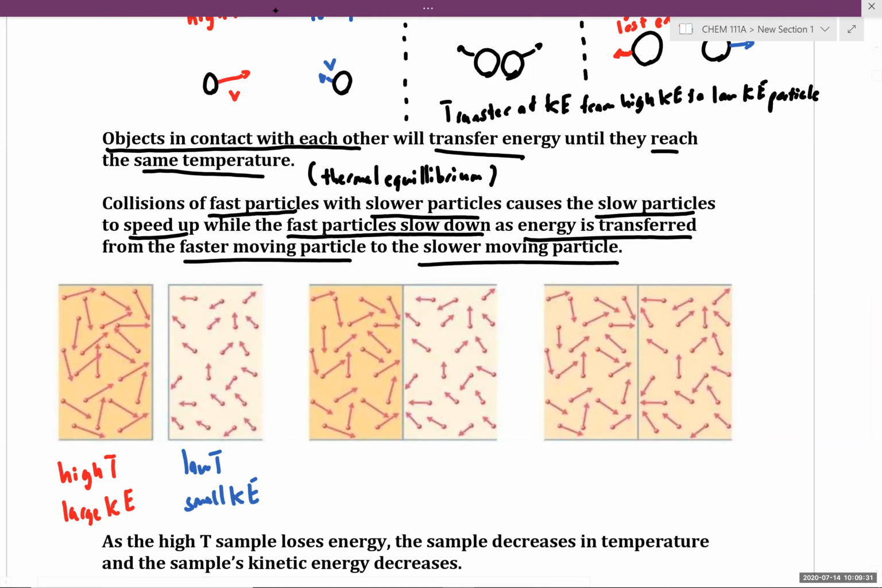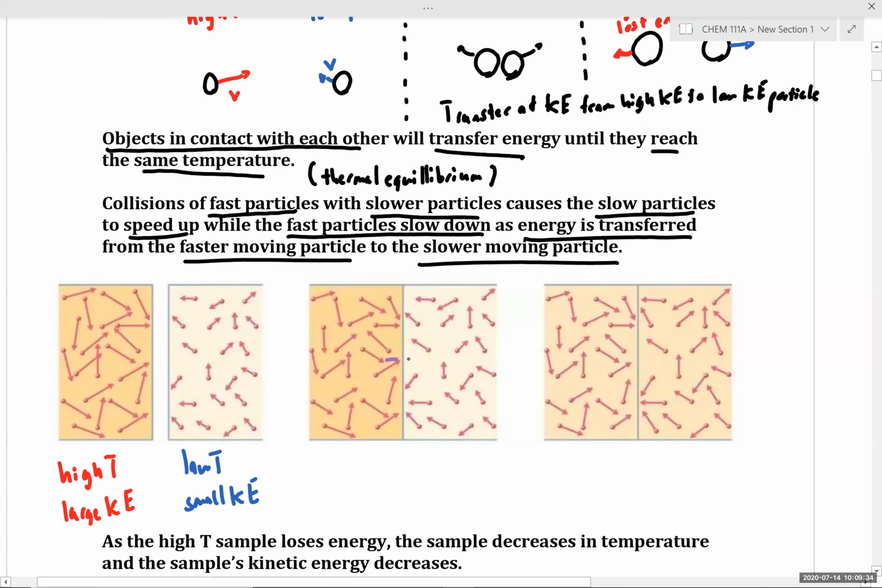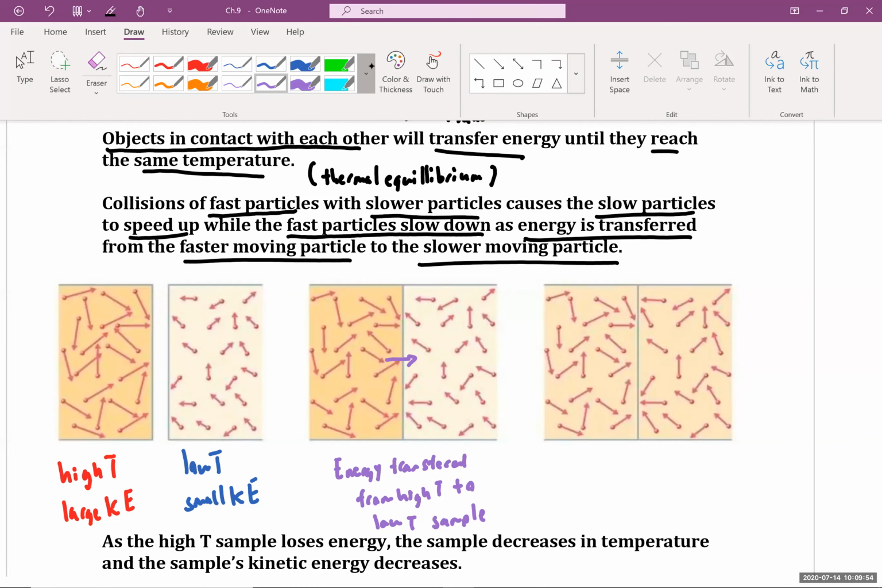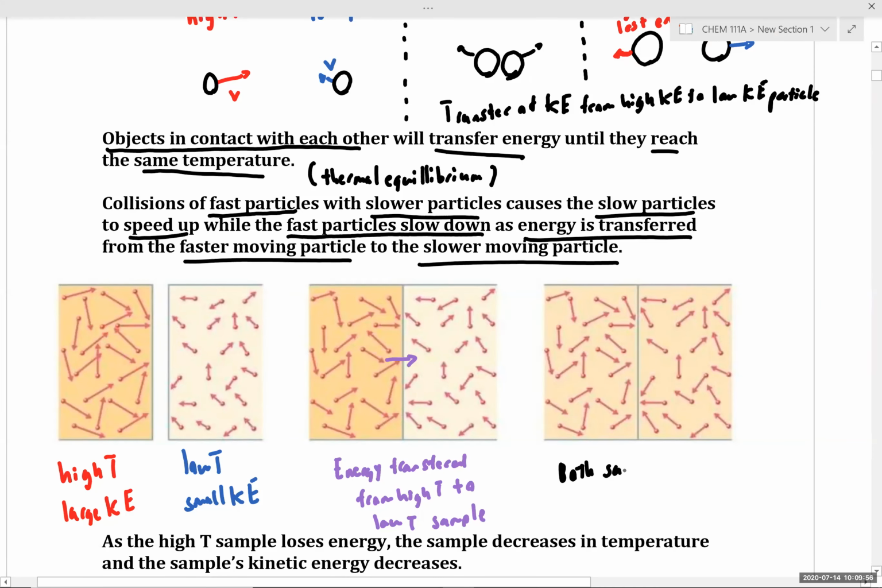So we can say, in effect, that there is a transfer of energy. So energy is transferred from high temperature sample to low temperature sample. And then eventually at the end of this process, both samples are at the same temperature. Does this idea make sense to everyone?